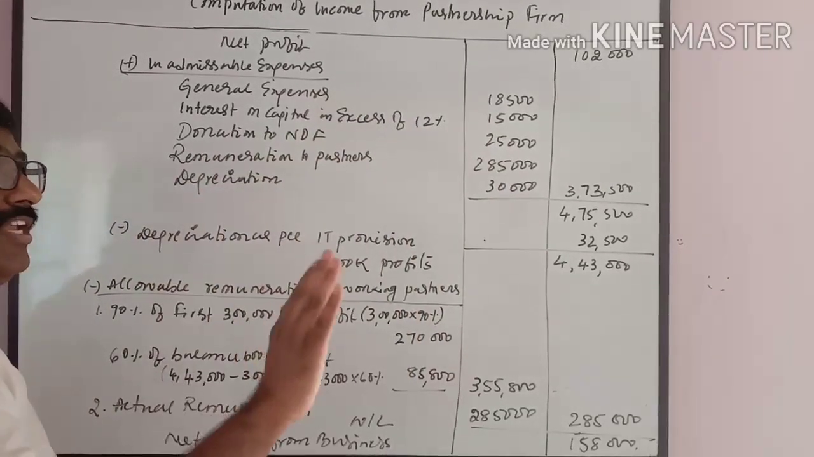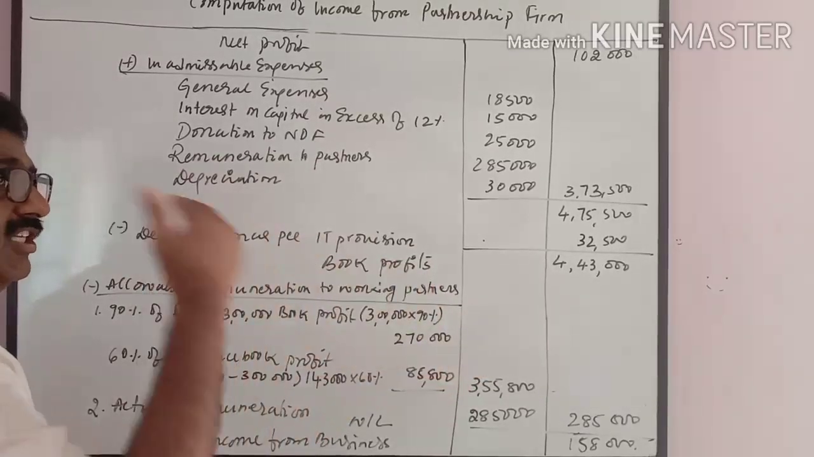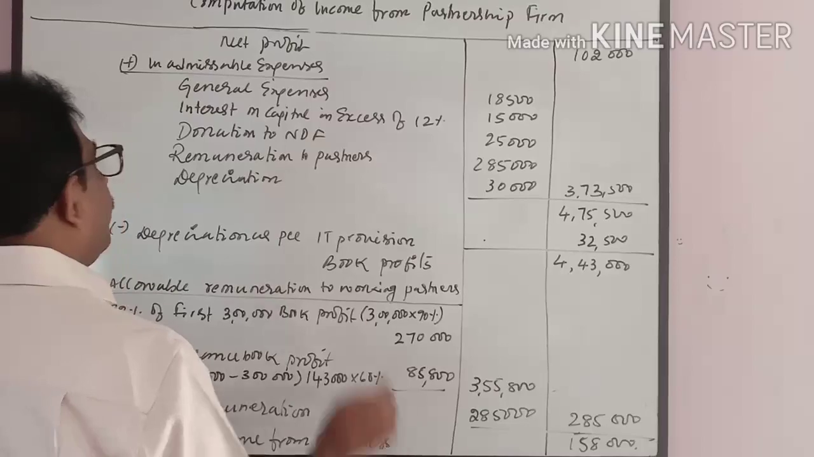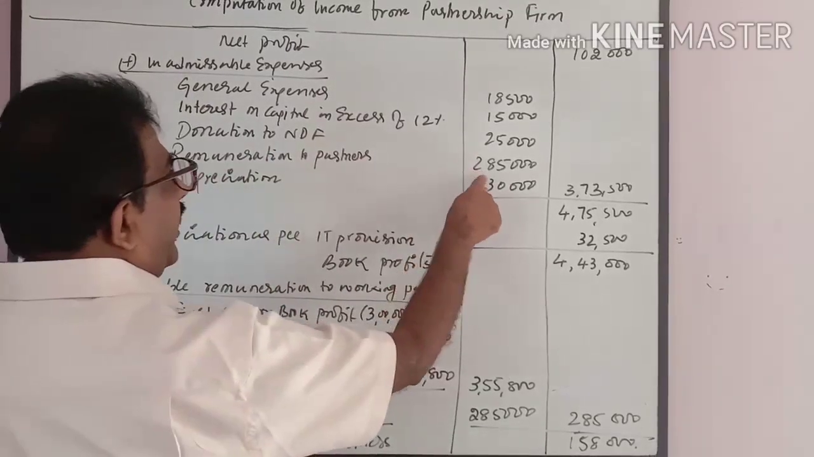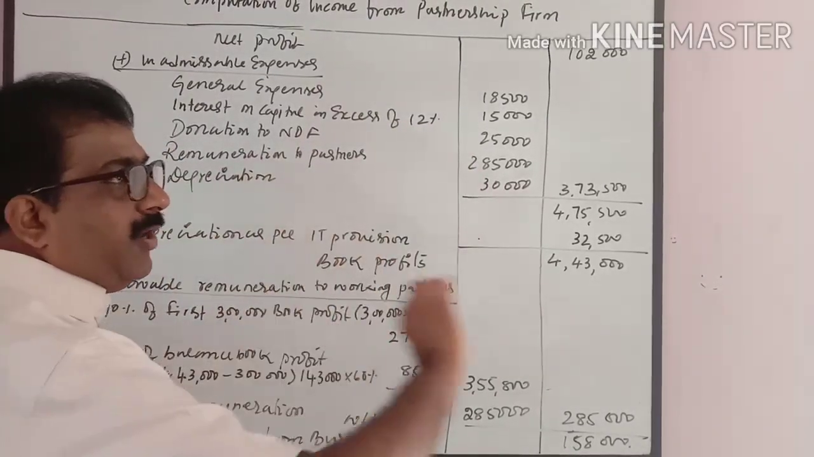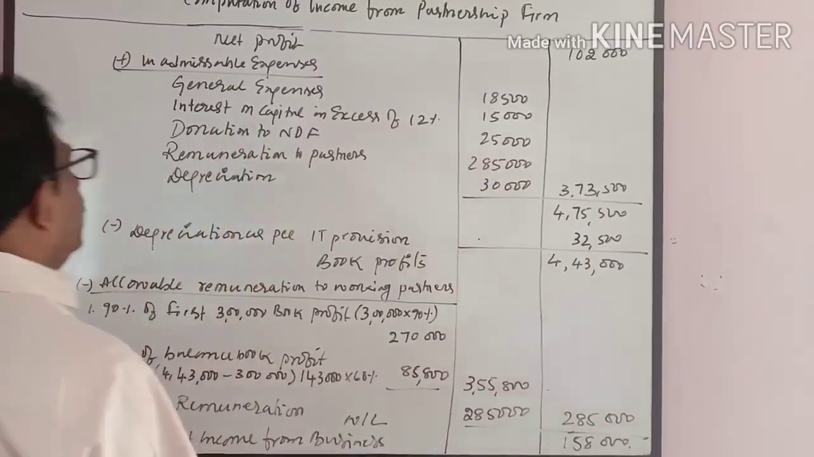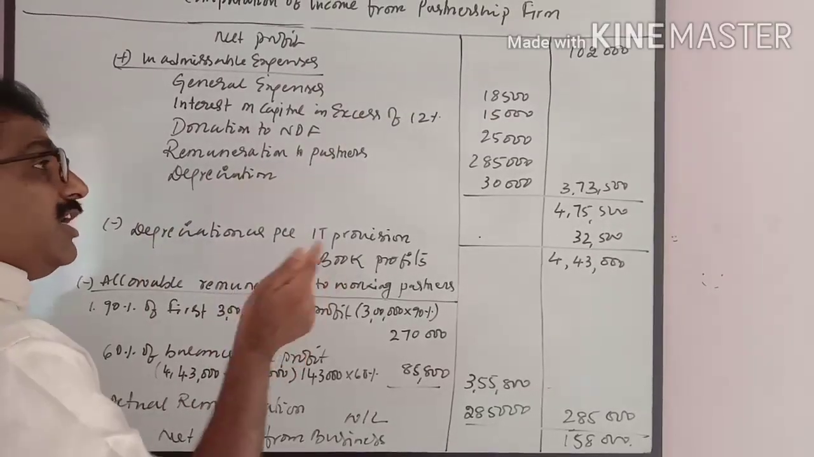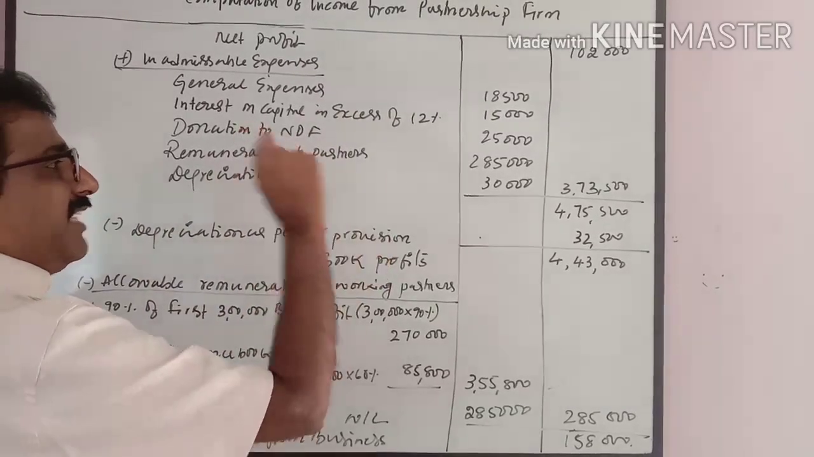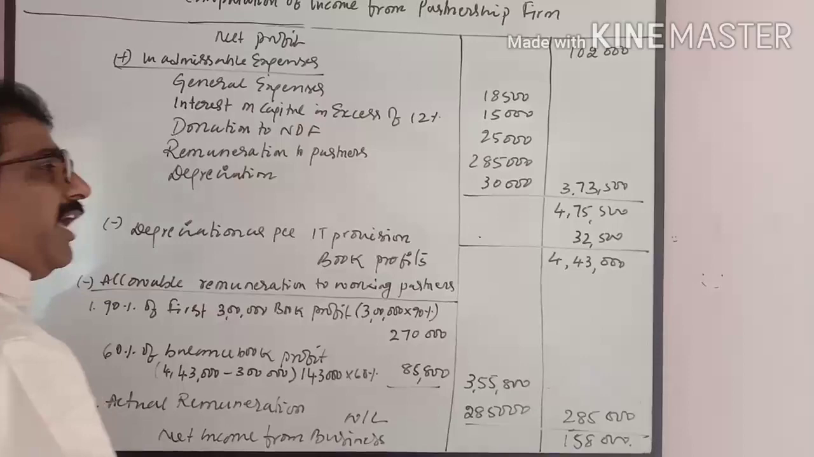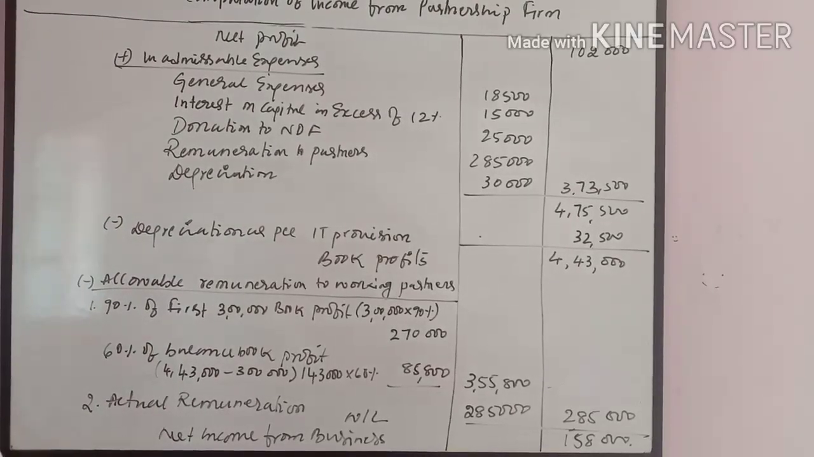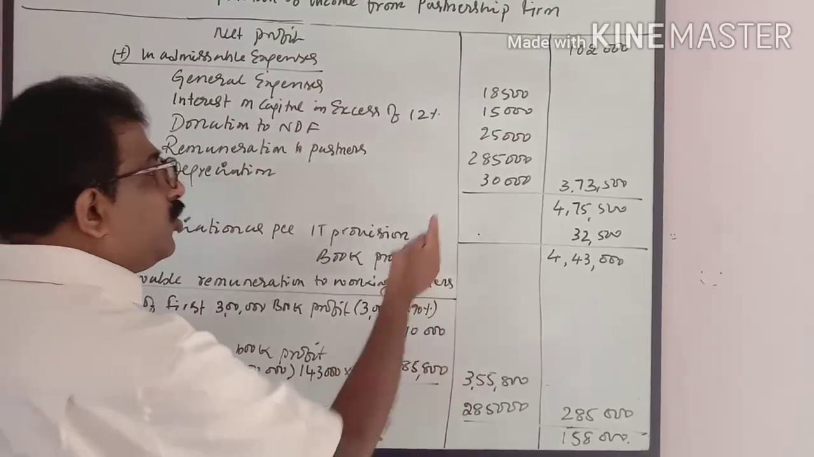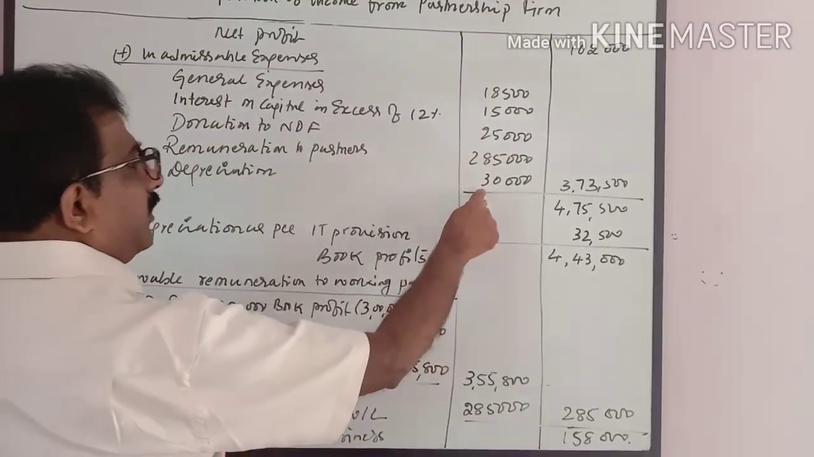And whatever remuneration is paid to partners, whether working partners or sleeping partners, first you should add it back to the profit. Remuneration to partners 2,85,000. In this case, all partners are working partners. Depreciation charged by the partnership firm is 30,000, but according to income tax provision 32,500 is allowed. In the first instance, whatever is charged by the partnership firm should be added back to the profit, 30,000.